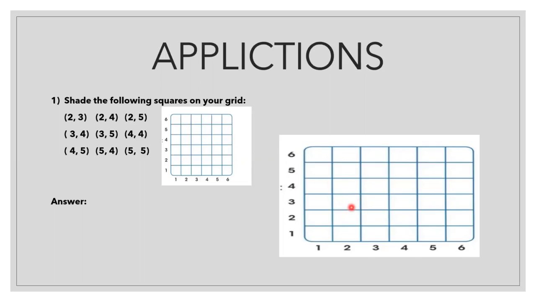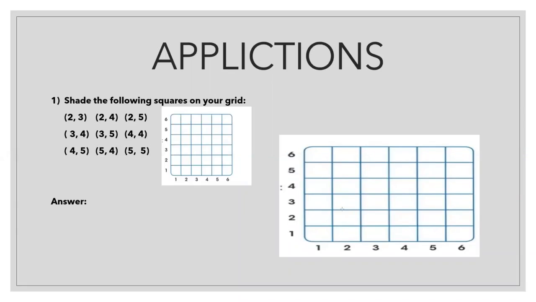If so, how will you find the square box for 2, 4? 2, 4, 2 in the x-axis and 4 in the y-axis. So this is 2, 4. 2 in the x-axis, 4 in the y-axis. So this is 2, 4. So now you understand how to locate the coordinates on a grid. Now we are going to shade all these coordinates. So let's start shading, right?